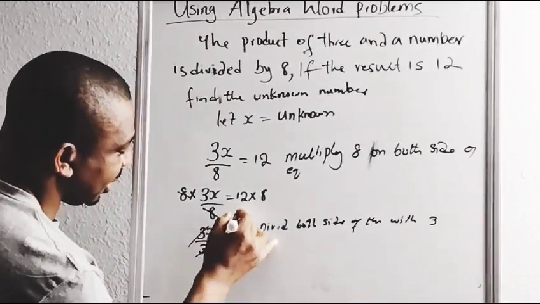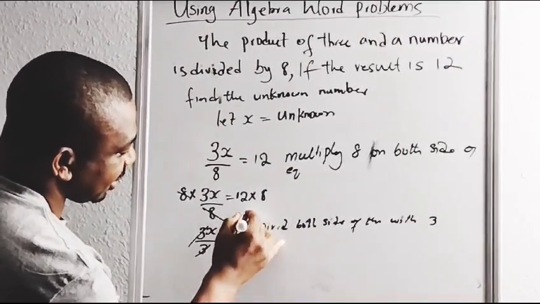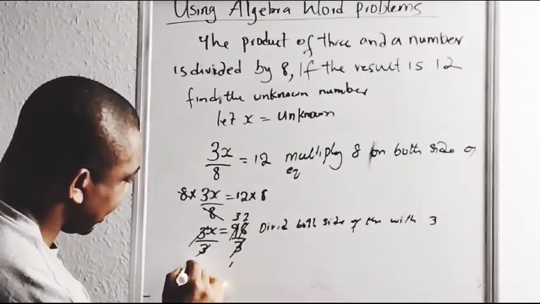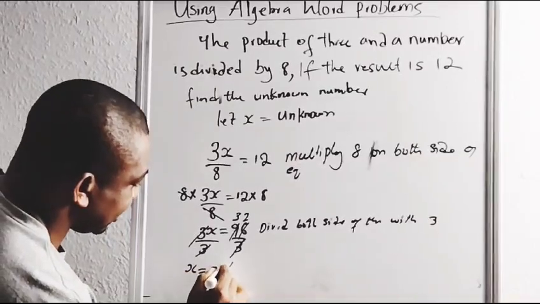3 here 1, 3 here 3, 3 here 2. So therefore x is 32.